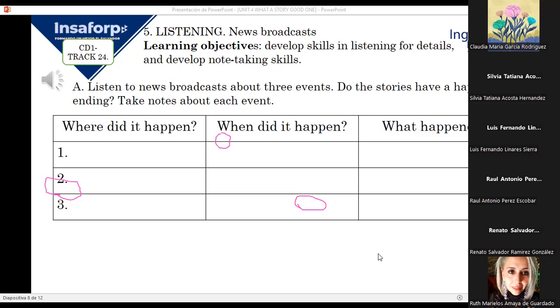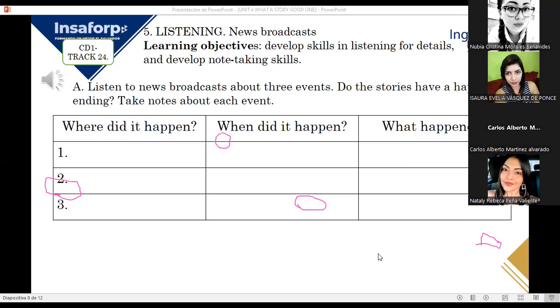So what is the first question? Where did it happen? You have to remember that this is the setup of the stories. The stories always have a place, a reason, when did it happen, and what happened. So in your notebook, please take notes. Use a word or a phrase in order to answer.